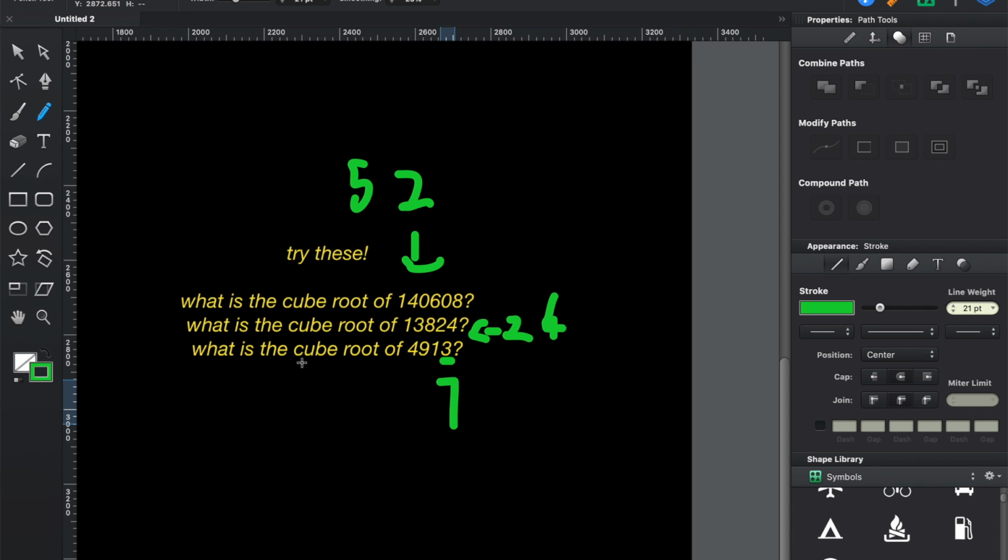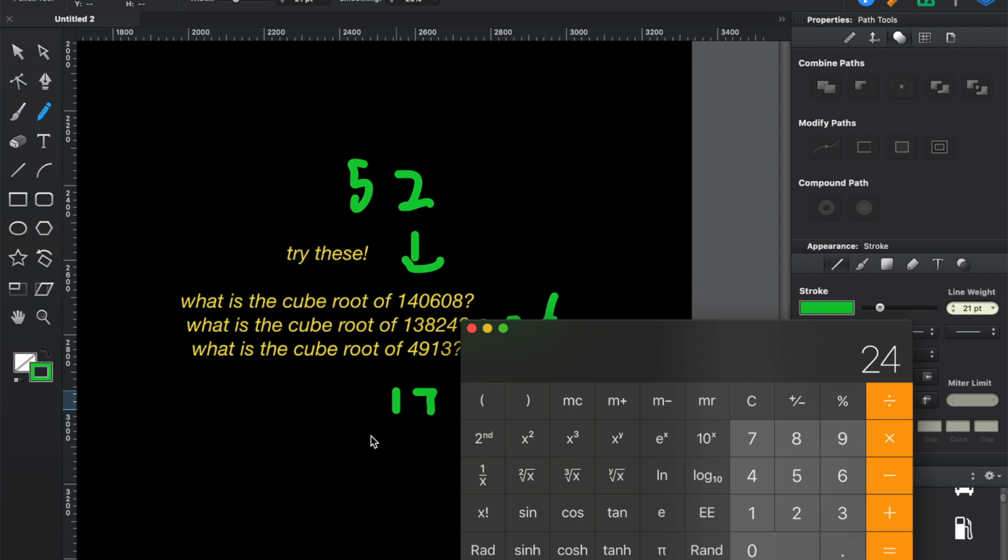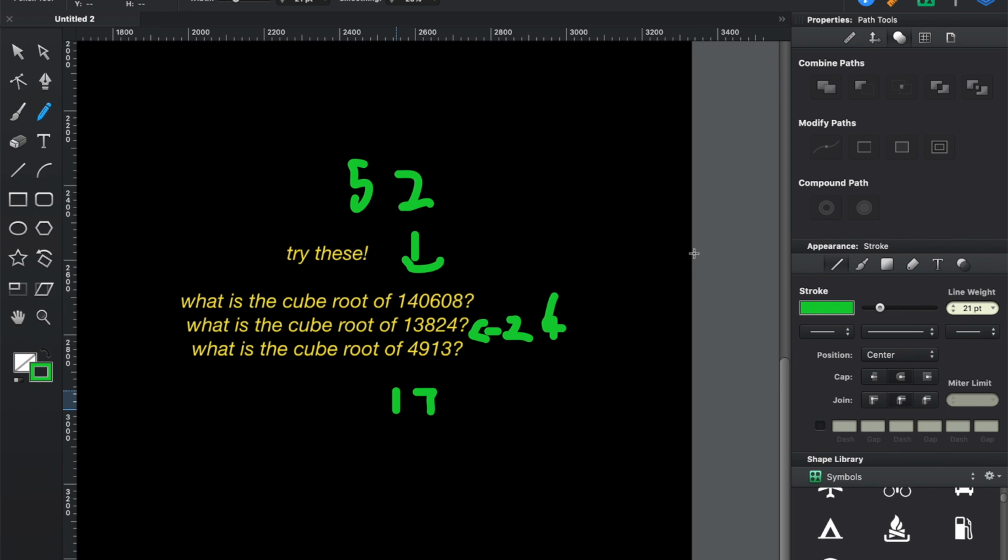And then we have, so it's 7 and something else. And the 4 is between 1 and 8, so 1. So it's 17. So let me just check that one. Okay, clear that. 4913, and yep, it's 17.